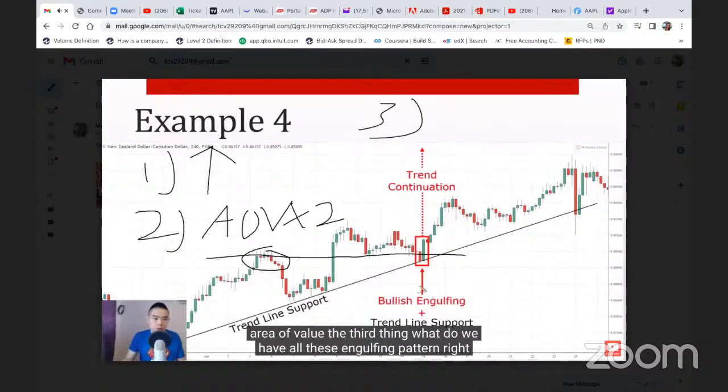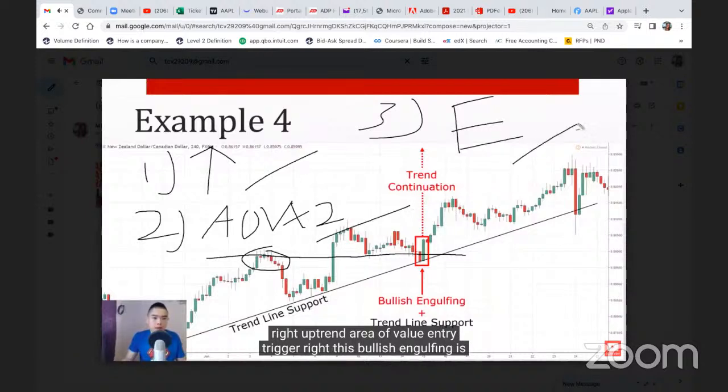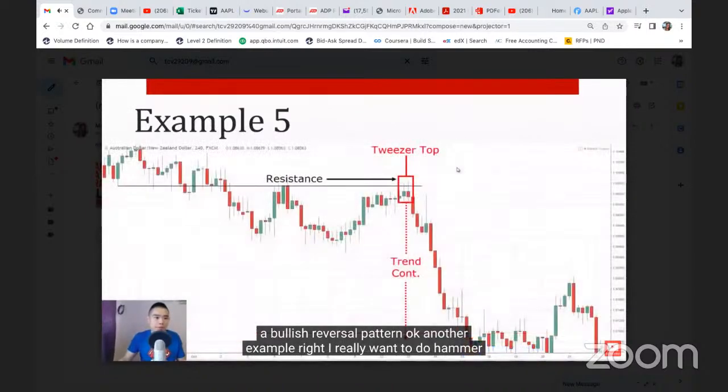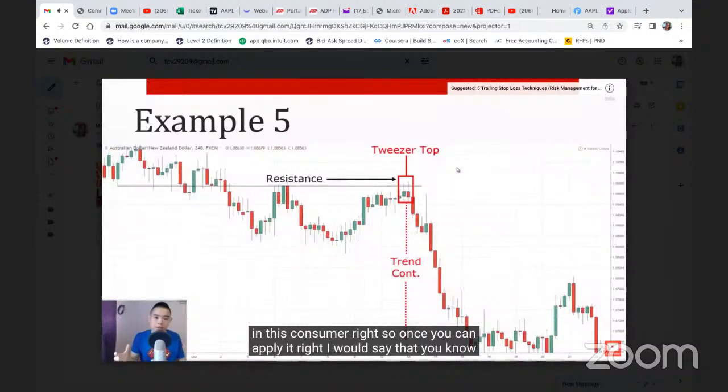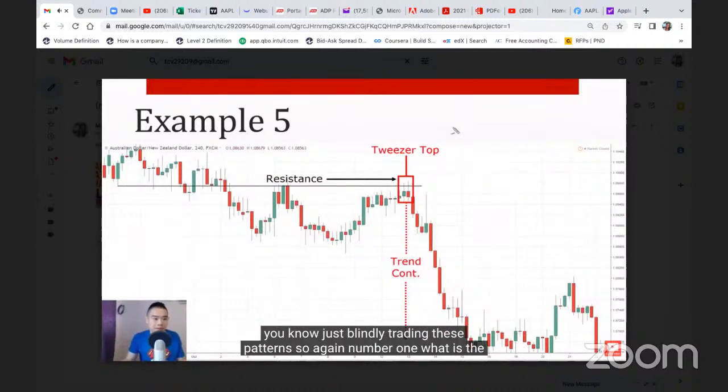The third thing, what do we have? Bullish engulfing pattern, right? We have this. So this is your entry trigger. Again, the framework is met: uptrend, area of value, entry trigger. This is bullish engulfing. It's a bullish reversal pattern. Okay. Another example, right? I really want to hammer in this concept. So once you can apply it, I would say that you can start finding much higher probability trading setups instead of just blindly trading these patterns.